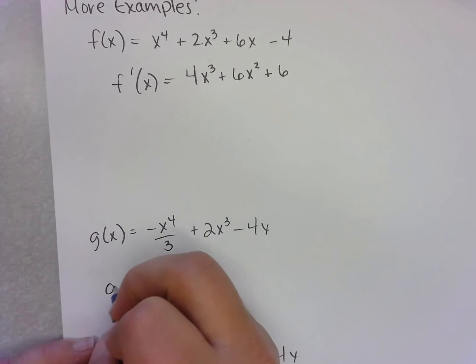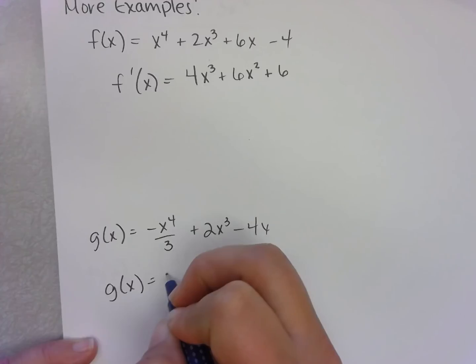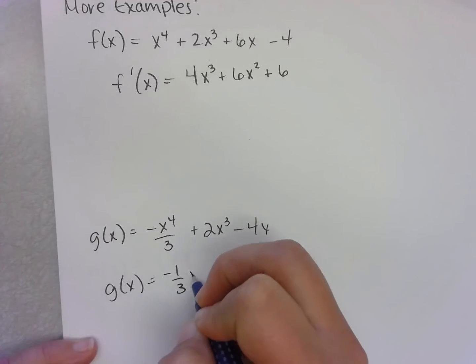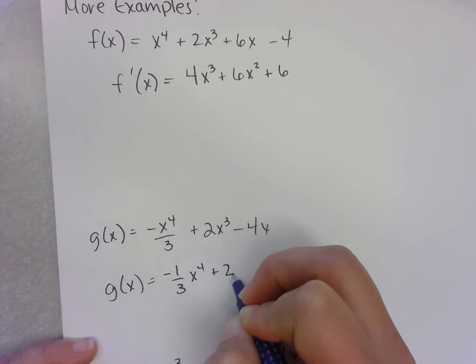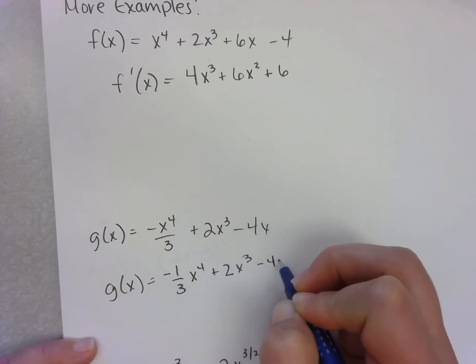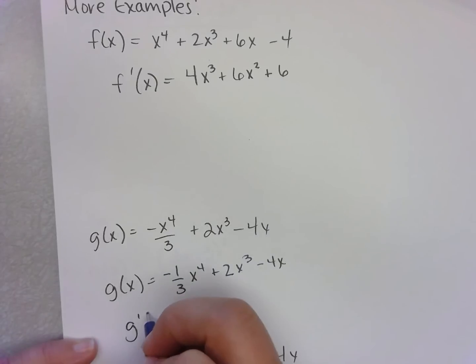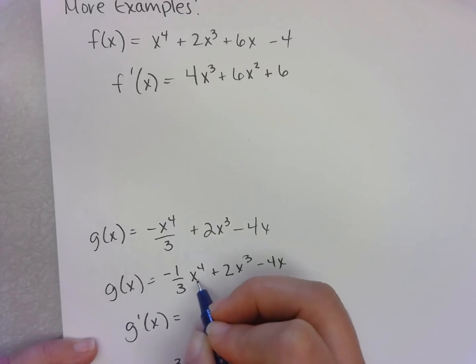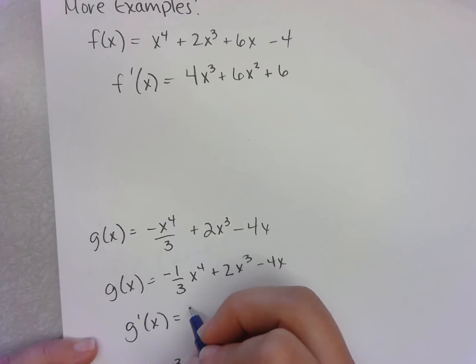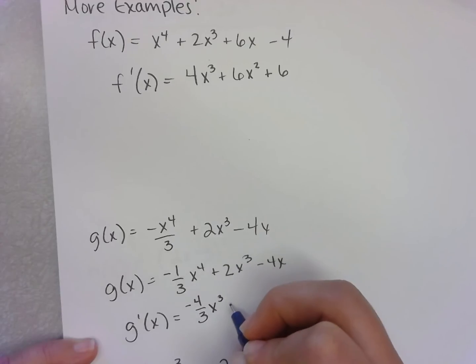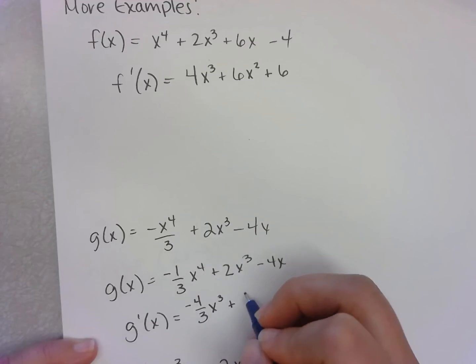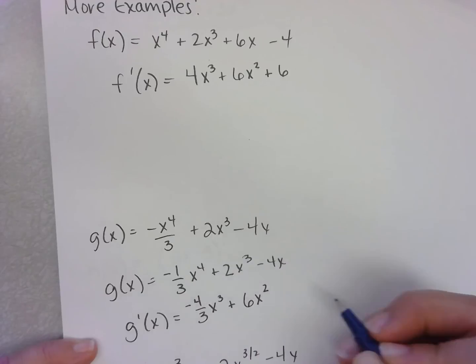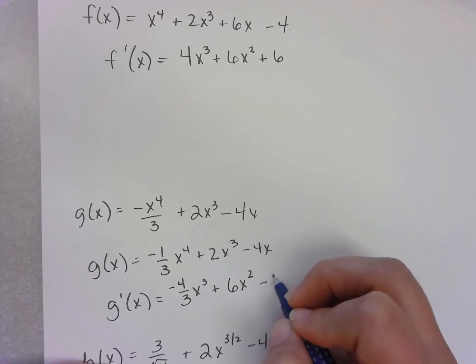Now in this g, I might want to rewrite this just to make it really clear that this is negative 1/3 x to the fourth plus 2x cubed minus 4x. And I'm ready to do my g prime of x. So this would be negative 1/3 times 4, so I'm going to write negative 4/3 x cubed plus 2 times 3 is 6x to the 1 less power, squared, minus 4.